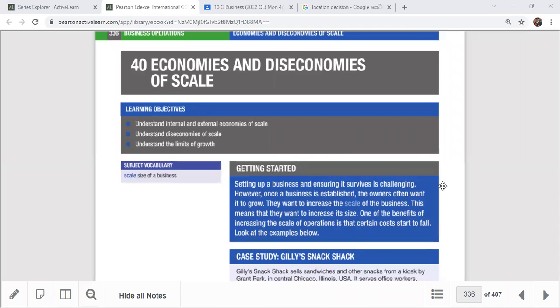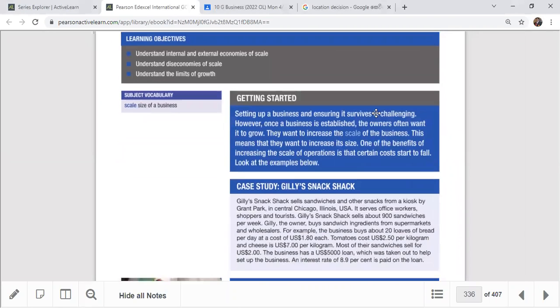Okay, welcome everyone. Economies and diseconomies of scale. In this lesson under operations management, first lesson, you can see internal and external economies of scale, diseconomies of scale, and the limitations of growth. These are the main subtopics we are discussing.